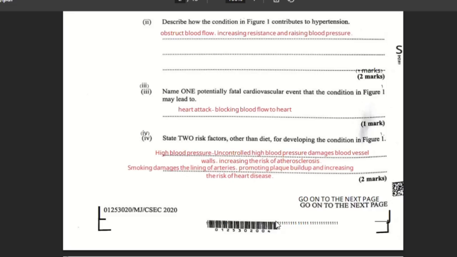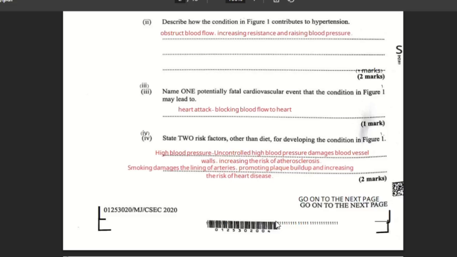So having uncontrolled high blood pressure would damage the blood vessel, right? Increasing the risk of atherosclerosis, right? So it increases the risk. And then also smoking. So when you smoke, it would contribute to damaging the lining of the arteries, promoting plaque buildup, and also increasing the risk of heart disease, right?